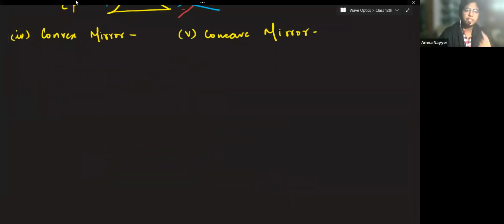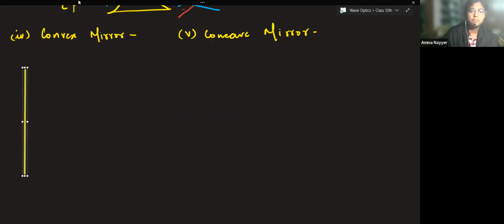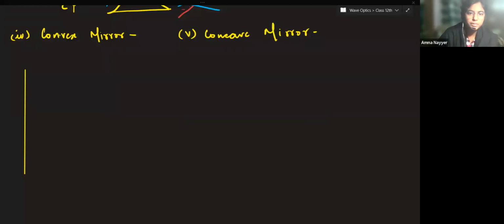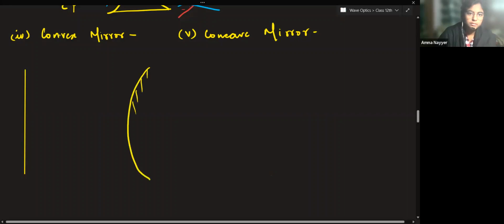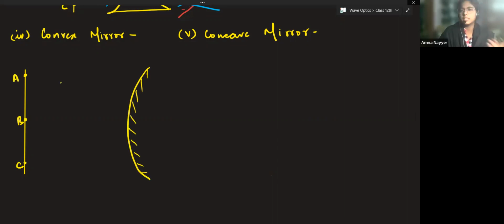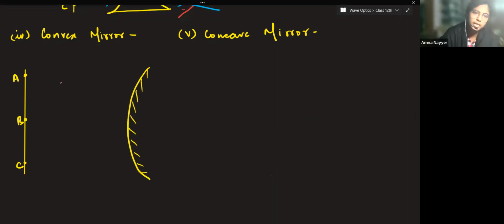See, wavefronts. So these are wavefronts. Now firstly, we have convex mirror. This is a convex mirror. Again, choose 3 random points, A, B, C. So A has to cover a larger distance, B has to cover a lesser distance, and C has to cover a larger distance again. So if you take C, see what will happen.